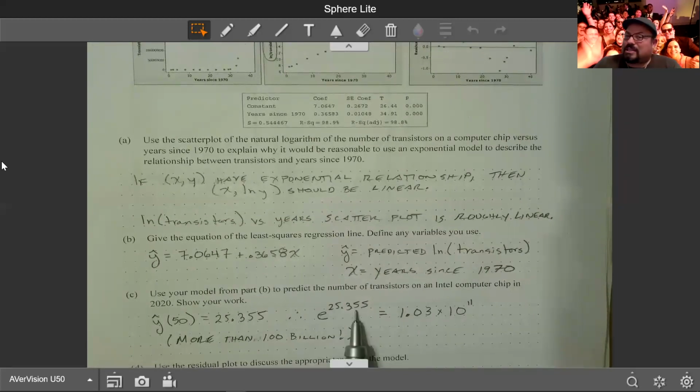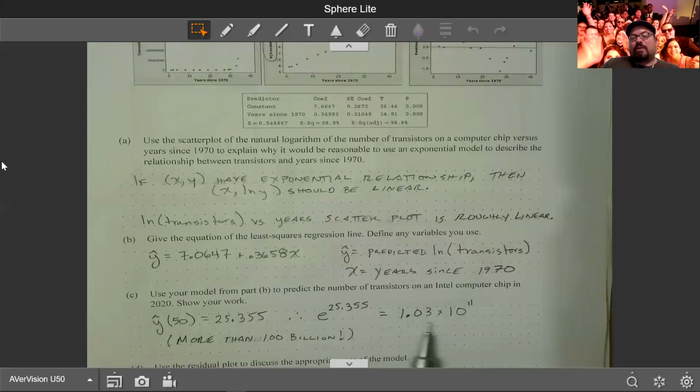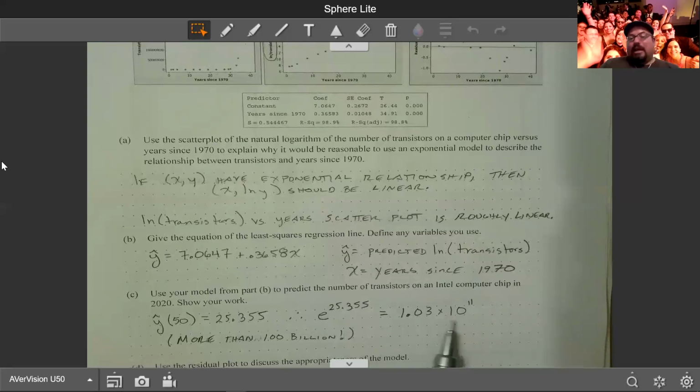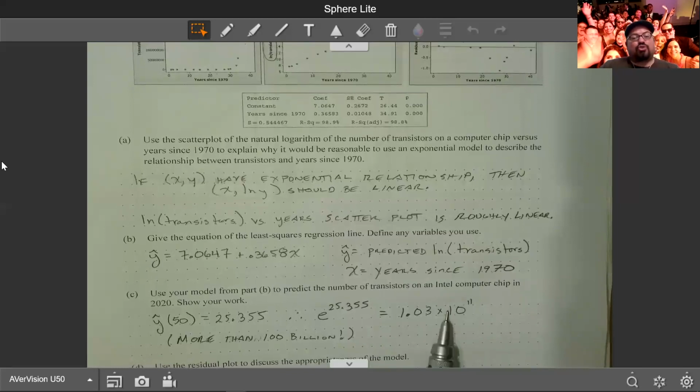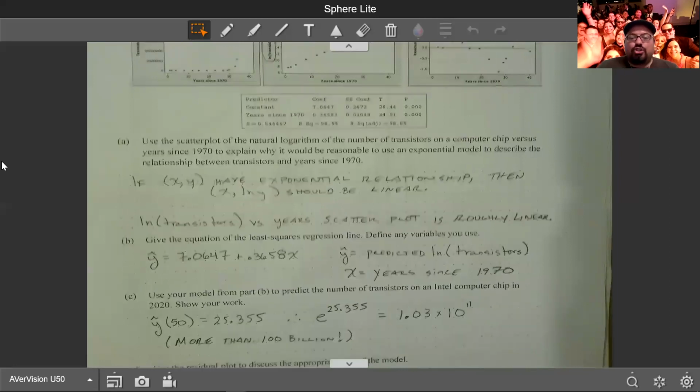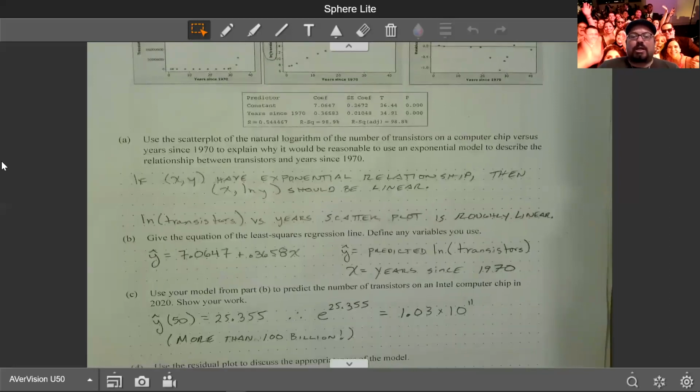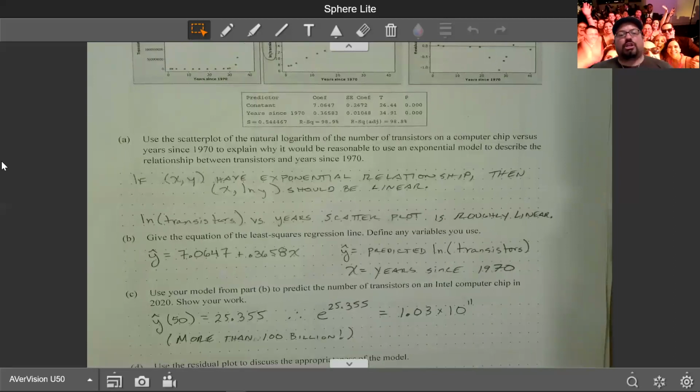And if you don't realize that that's a big number, here's how I could write it with scientific notation. And if you don't realize that's a big number, that's almost a trillion. 10 to the 12th power would be a trillion. So what does that tell us? This is more than 100 billion transistors. That's a whole lot. That's amazing what technology can do.